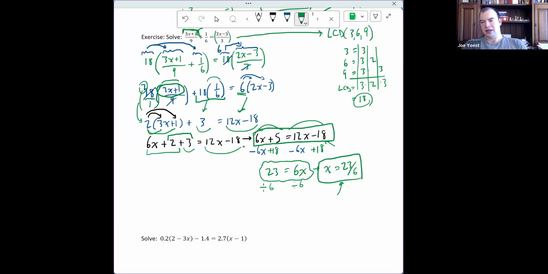23 is prime. There are no common factors that can divide out here. So we'll leave our answer like this. And if we really wanted to, I guess we could make it, what, 3 and 5/6 if we wanted a mixed number. But I don't see any problem with leaving it as an improper fraction.